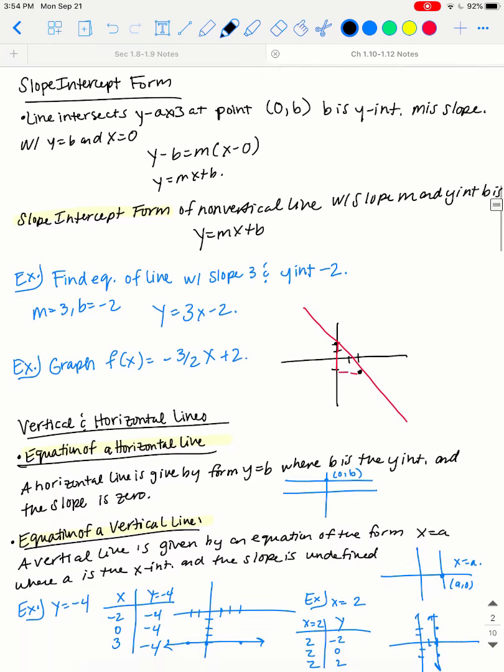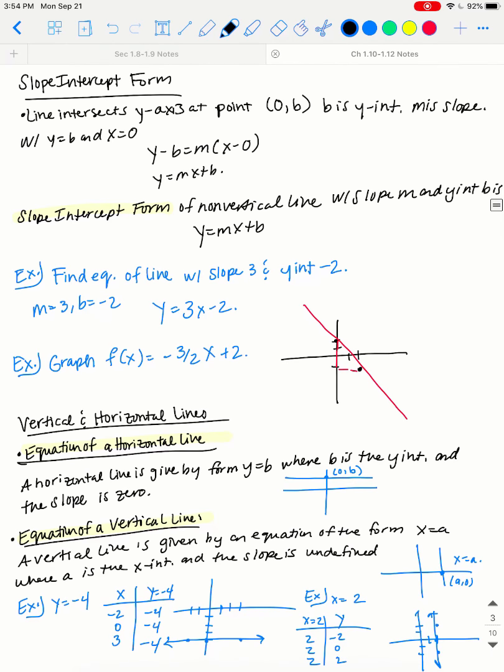So that was point slope form. So another form is slope intercept form. So the line intersects the y-axis at a point (0, b). So b is our y-intercept and m is our slope. So with y equals b and x equals 0, we plug that into our point slope form. So our slope intercept is derived from point slope. And then we get y equals mx plus b. So the slope intercept form of a non-vertical line with slope m and y-intercept b is y equals mx plus b.